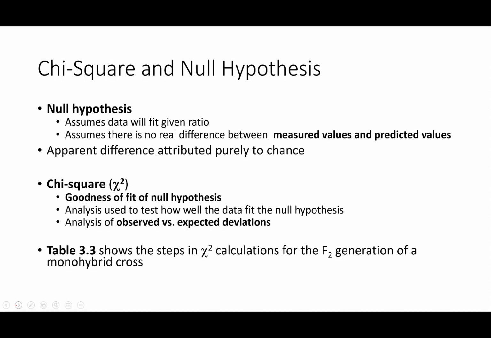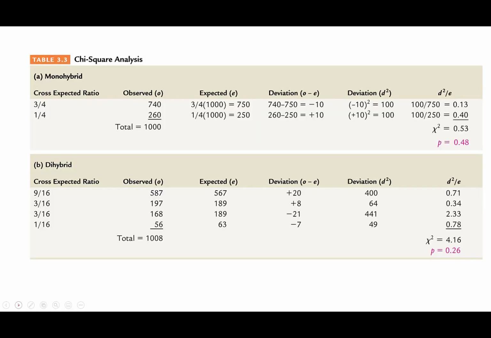When we do a chi-square analysis, we generally develop a null hypothesis. The null hypothesis assumes that data will fit the given ratio. So in this case, we'll say there's no difference between what's measured or observed versus the predicted. So we say observed equals expected. Okay, that's the null hypothesis. And then we apply this chi-square goodness of fit to that null hypothesis, and we do an analysis of our observed versus expected deviations. And we can use this for our genetic data. This is exactly what Mendel did.